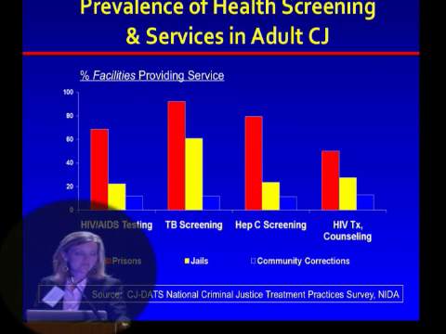This is data from a facility-level survey. It's not individual-level data. It gives you no idea of how many patients actually receive these services. It just lets you know whether or not a facility is even offering them. So since we are well below the 100% mark, if facilities aren't offering these services, then you can imagine that there is a vast discrepancy between the number of individuals who would need these services and who are actually able to receive them. Within prisons, we do the best job.